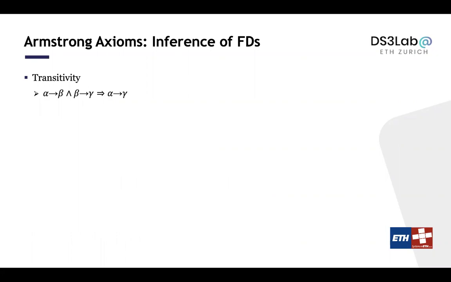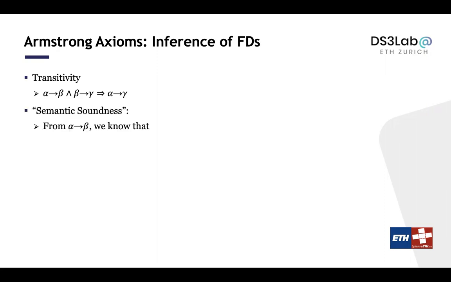So the third axiom, the inference rule, is transitivity. If you have alpha to beta, beta to gamma, you can apply this inference rule to derive a new functional dependency that is alpha to gamma, right? But the question is, does this rule give you something that is semantically sound? That is, if I have a relation instance that satisfies alpha to beta and beta to gamma, does this relation instance always satisfy alpha to gamma? That is something we want to prove.